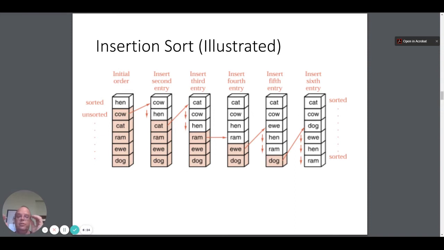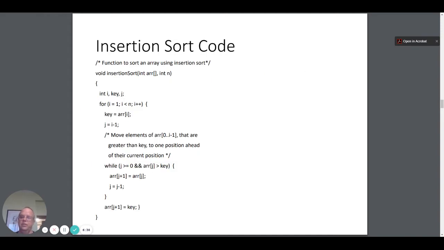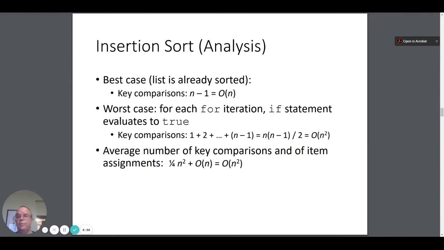And last but not least, our favorite, the dog. It comes after cat and cow, so we need to move ewe, hen, and ram down, and then we insert dog into the list. So this is the code for insertion sort. I don't think this is one we cover in 150 very often, but it's a fairly simple sort to get working. And you see, again, two nested loops here, a for and a while. So that's going to lead us to the surmise that it's O of n squared. Again, that's a heuristic. It's not a hard and fast rule.